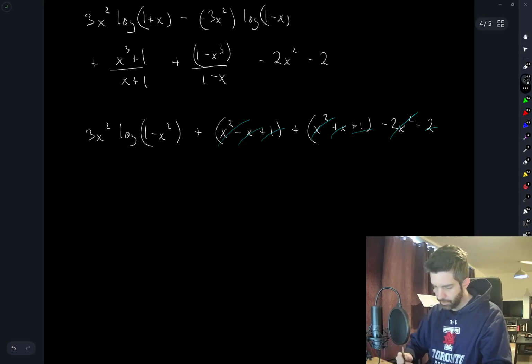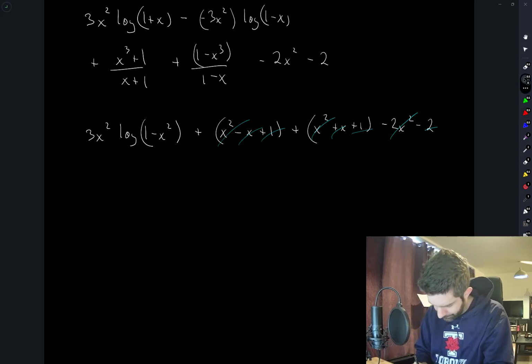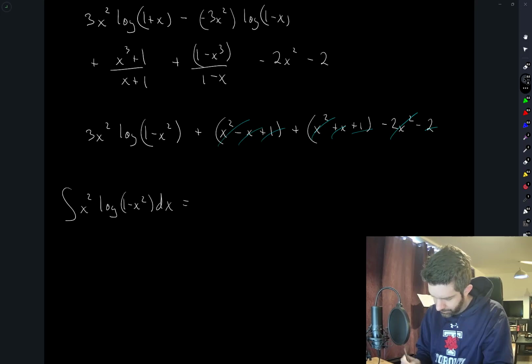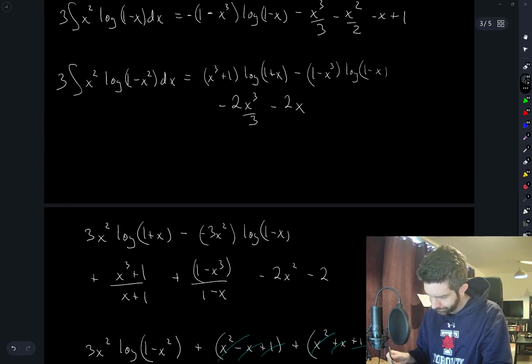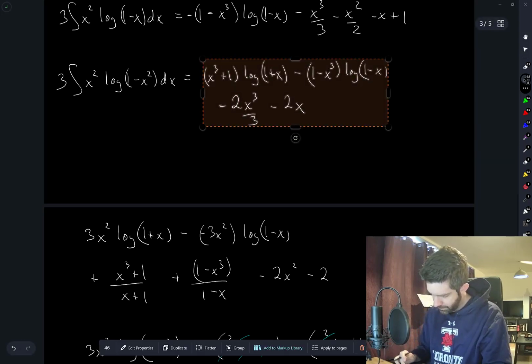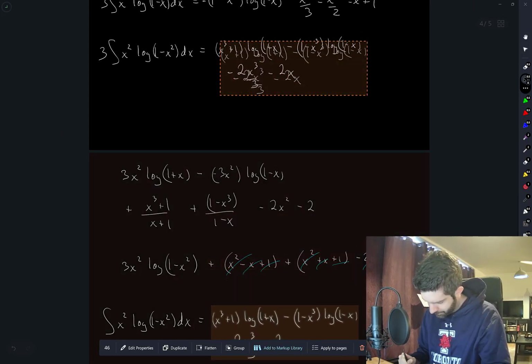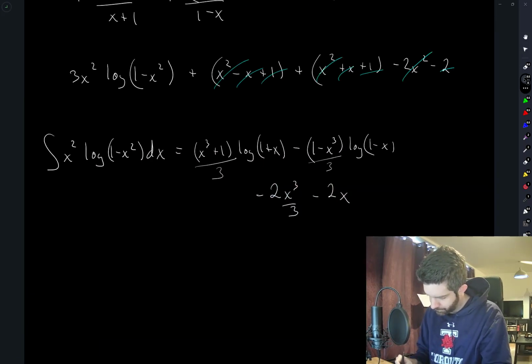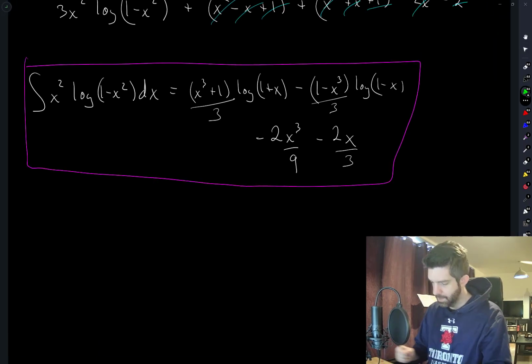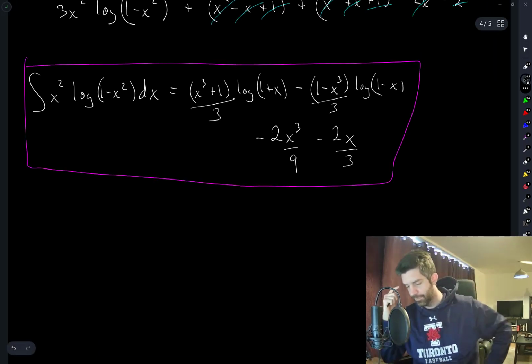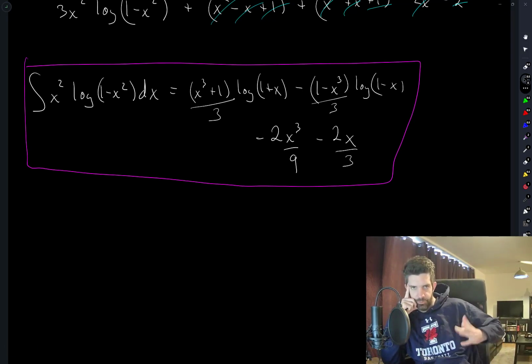Okay, so I have finally solved it. Integral of x squared log of 1 minus x squared dx is equal to this expression divided by 3. Okay, so there's the antiderivative. That's from the first part of the question.